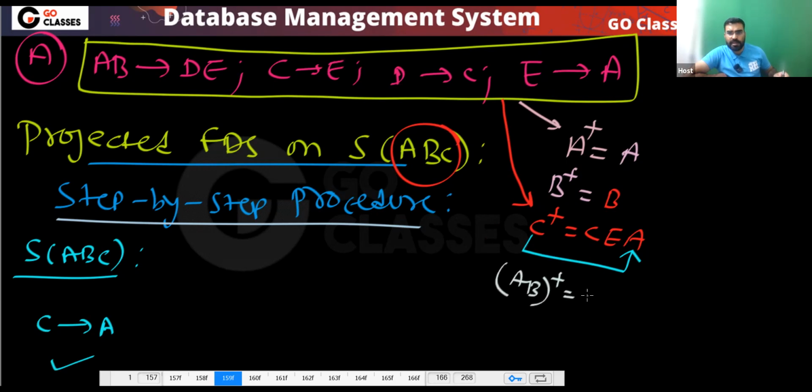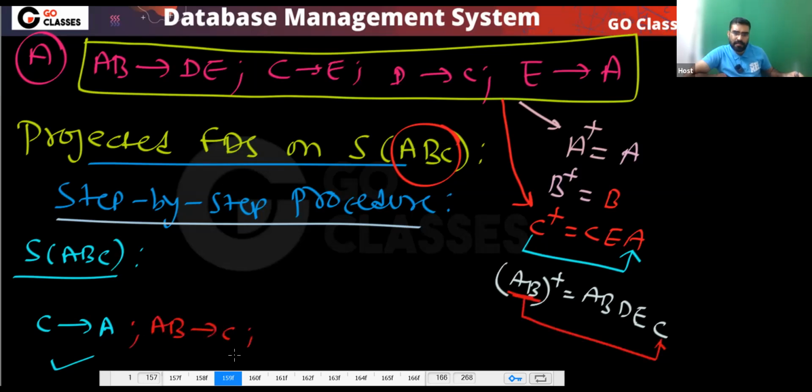AB closure. What is that? AB closure is ABDE. AB closure is ABD, and D can determine C. So that is ABCDE. Okay. So from here, I can take this. AB can determine C. Okay.